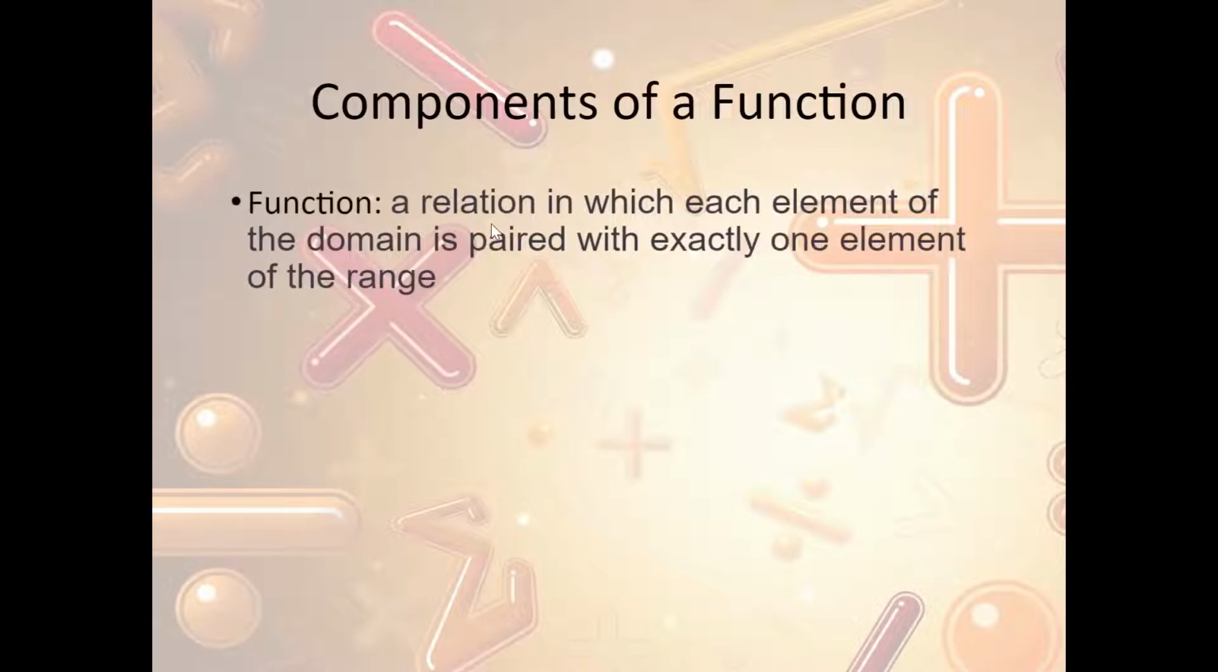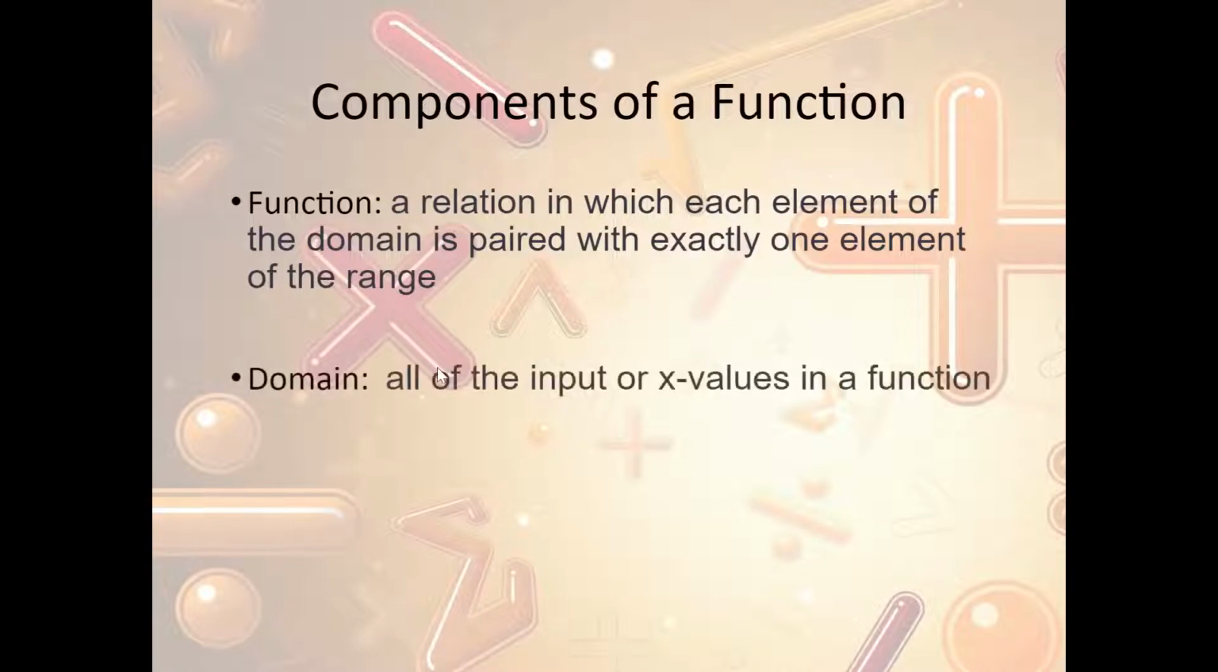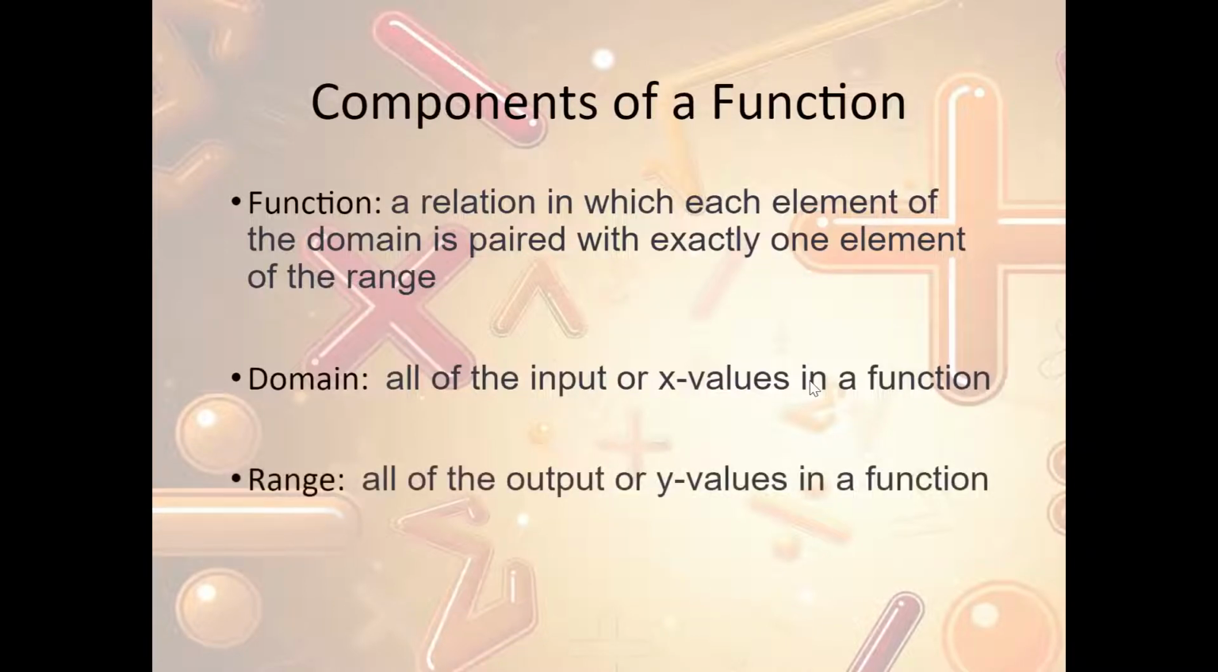A function is a relation in which each element of the domain is paired with exactly one element of the range. The domain is all of the input or x values in a function. The range is all of the output or y values in a function. Therefore, in a function, for every x, there's exactly one y that matches it.